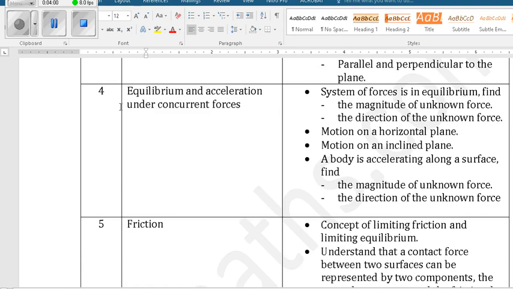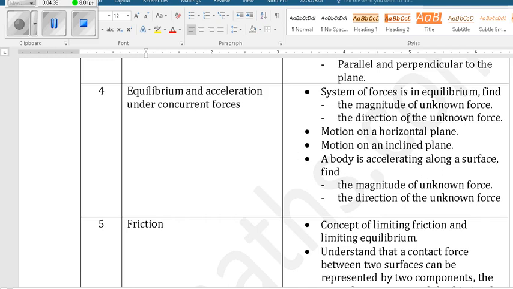Equilibrium and acceleration under concurrent forces. Concurrent forces are when all forces are applied at the same point. Like I said, I will not explain the concept here. If at any point you get confused, thinking okay, what is this, it means you need to read that topic in more detail. It means something is missing, and that's why you are unable to understand what it means. So system of forces and equilibrium, magnitude and direction of unknown forces, motion in a horizontal plane, inclined plane, bodies accelerating.